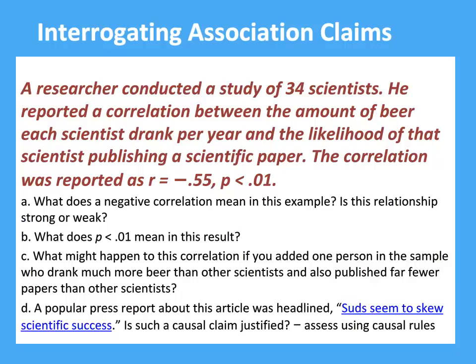Is this relationship strong or weak? This is strong, and we're basing this off of Cohen's values, Cohen's cutoff. Any R value near 0.5 is considered strong, whether or not it is negative or positive. So negative 0.55 is considered a strong correlation.